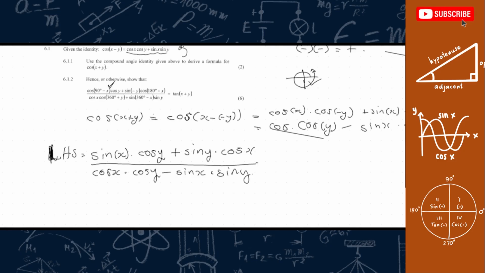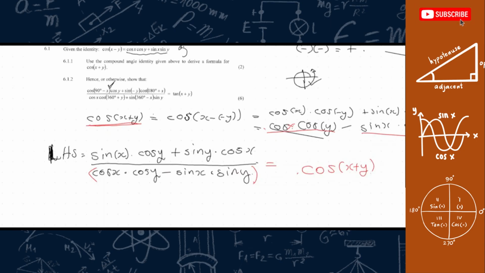Now, if we look at the bottom part over here, we would see, forgot that x there, we would see we have exactly what we have here, which is cos x cos y and sine x sine y. So we already know that this should be equal to that over there.